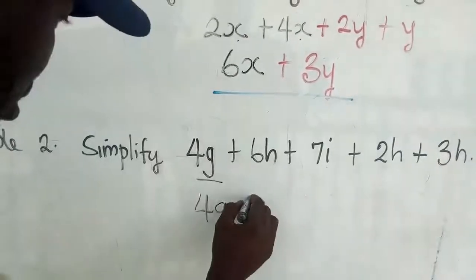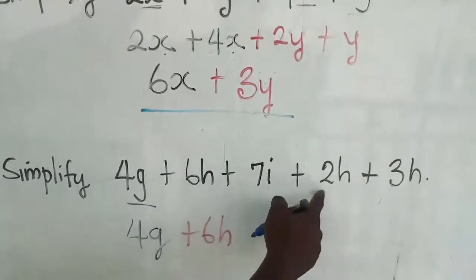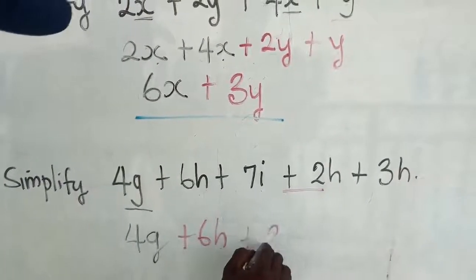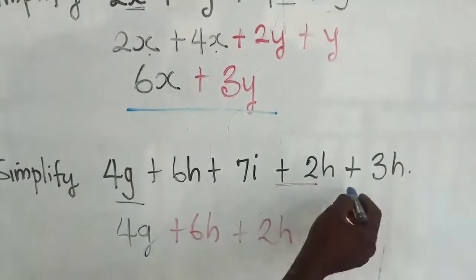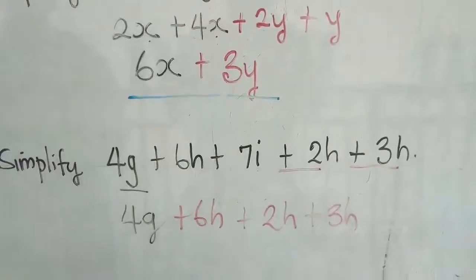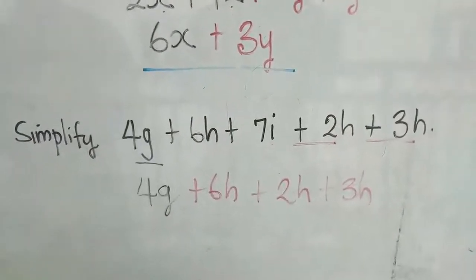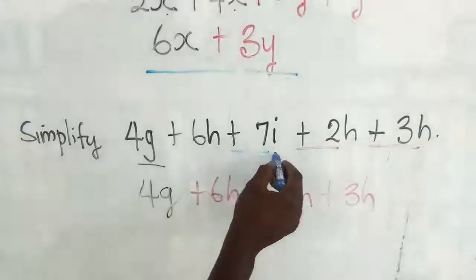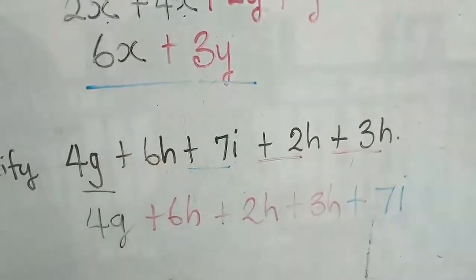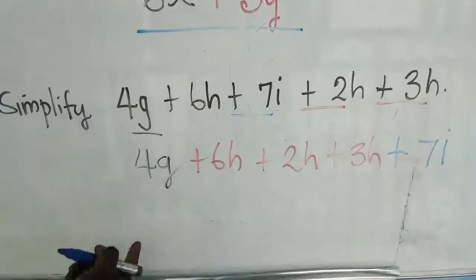The other terms that are h here are plus 6h, plus 2h, and then plus 3h. We are done with all the h. Then the last term left is i, and this is plus 7i. Then we can now go ahead and add the like terms together.